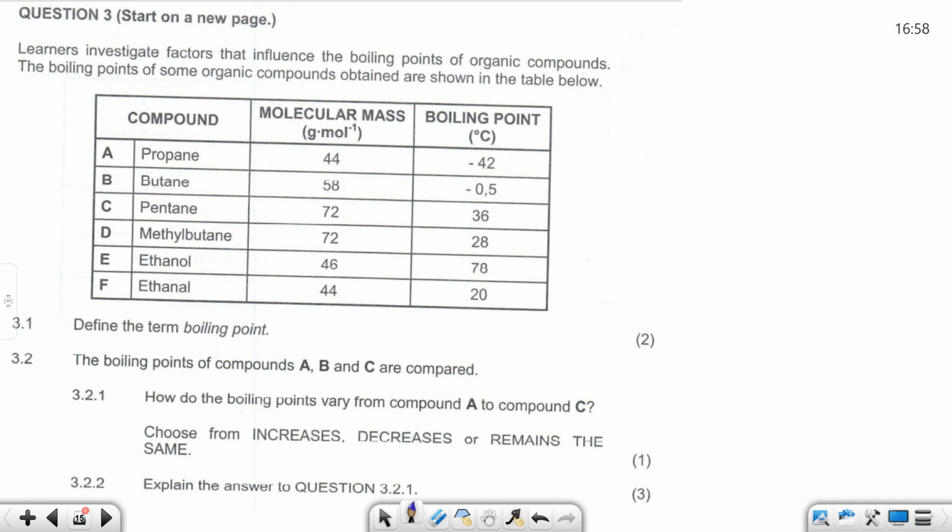Now, if I look at these, something is common. In fact, the 4 of them, they are all alkanes. You know what it means? I have something common, which is called the control variable. What is the controlled variable? The homologous series, because they are all alkanes.